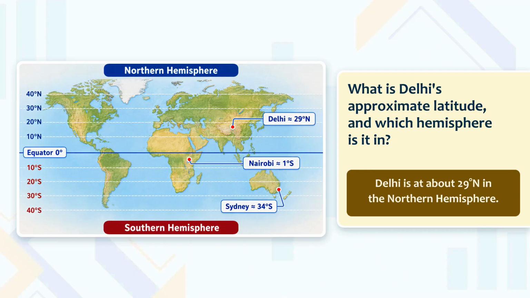Use Delhi's marker and the nearest labeled guide. What is Delhi's approximate latitude, and which hemisphere is it in? The marker's position gives both parts. Delhi is at about 29 degrees N in the northern hemisphere. It lies just below the 30 degrees N guide and north of the equator. Next, we will use latitude to classify city positions by hemisphere and climate zone.